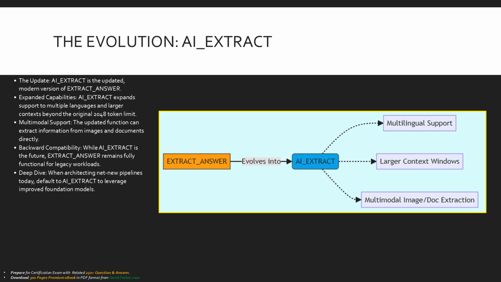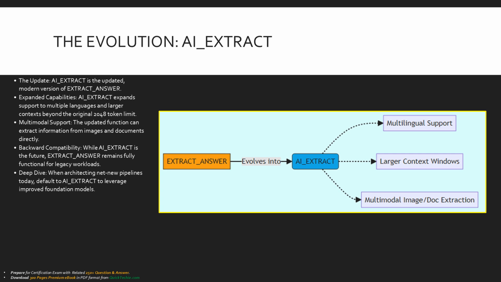Snowflake maintains backward compatibility, so if you have production pipelines running the legacy extract answer, they will continue to work perfectly. However, the deep dive architectural advice here is simple. If you are building a brand new data pipeline tomorrow, you should transition to using AI extract to ensure you are benefiting from the latest underlying foundation models and expanded feature sets.